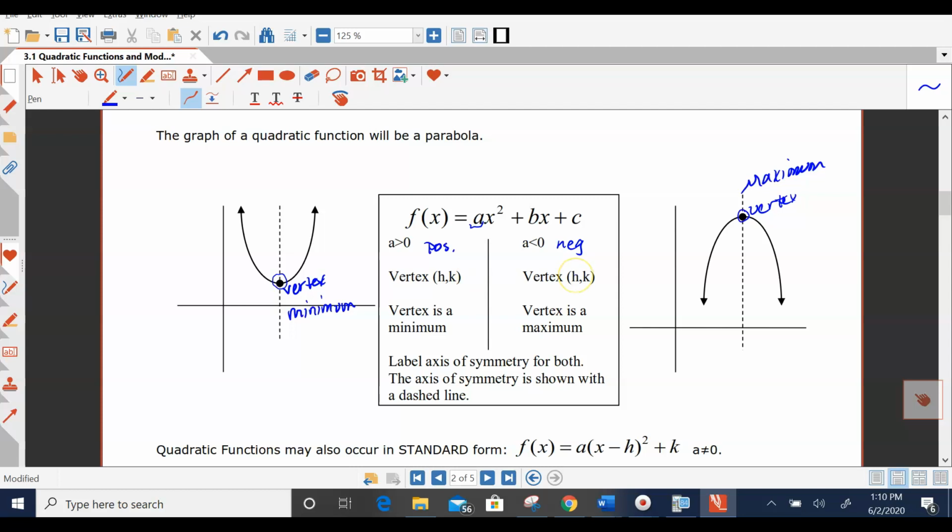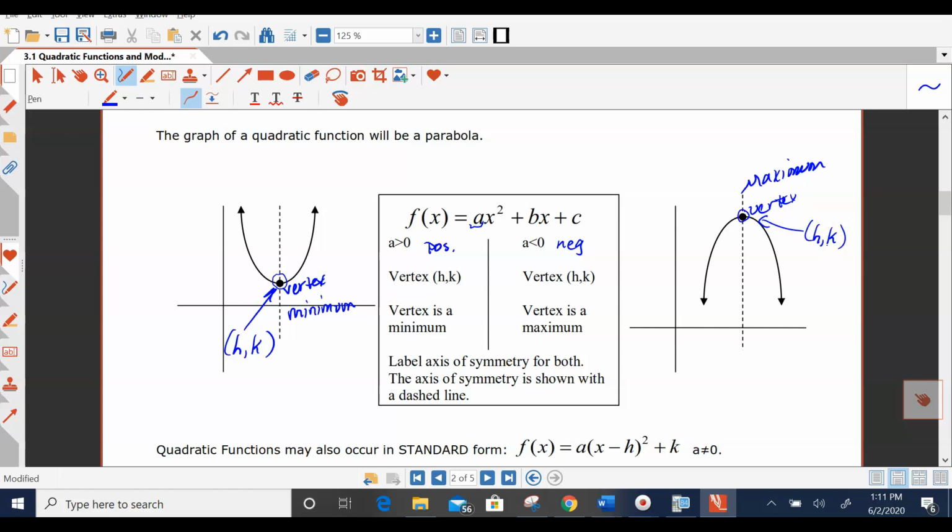The vertex, we refer to it as an ordered pair. It's always going to be an ordered pair, and we just call it h comma k. H comma k. There's our vertex. So we'll just give it a name, h comma k.